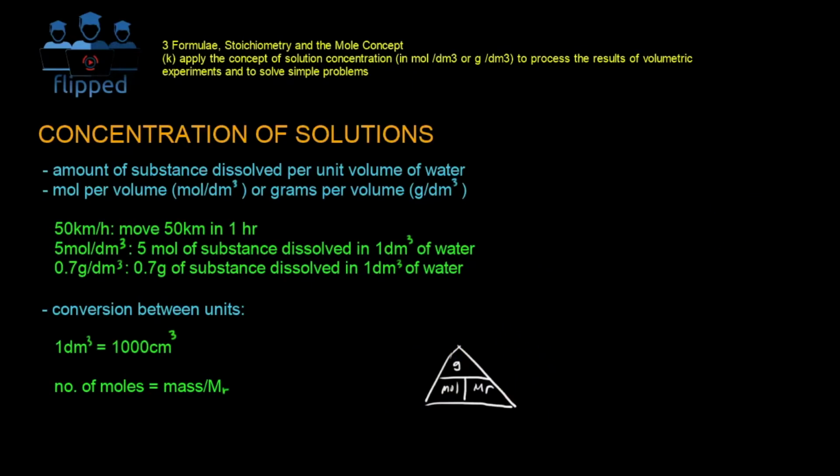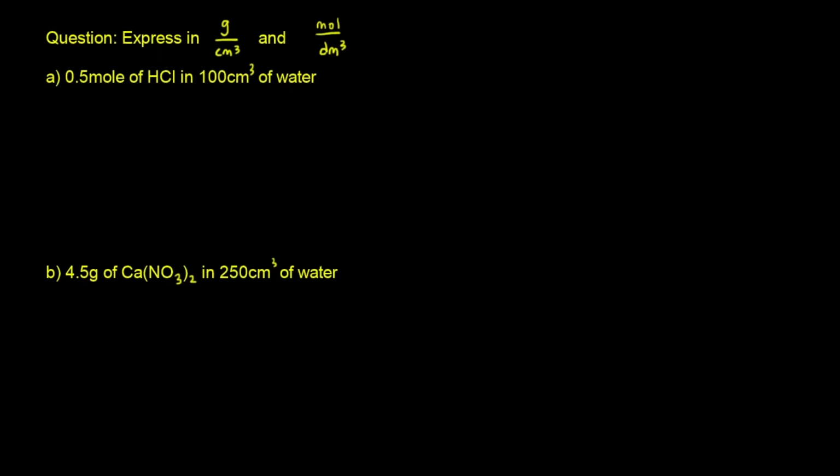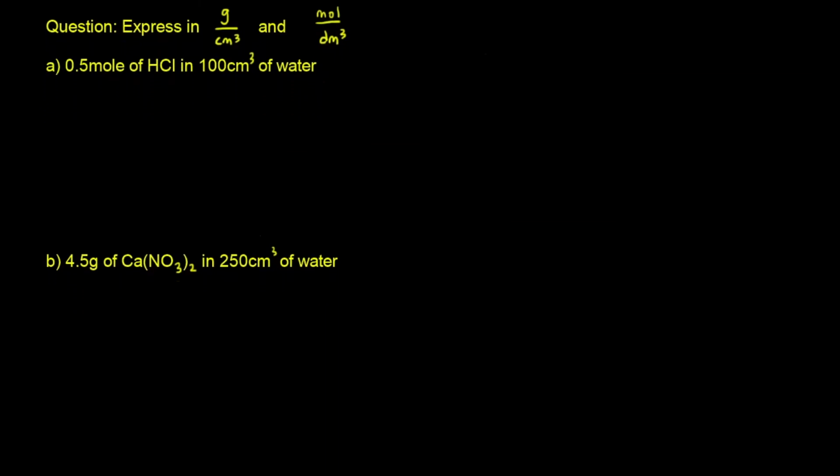Let's move into some actual calculations. This is a very common question: express something in these two formulas. Usually they will ask for these two. For example, 0.5 mole of HCl in 100 cm³ of water. Express it in this form, g per cm³, and this form, mole per dm³.